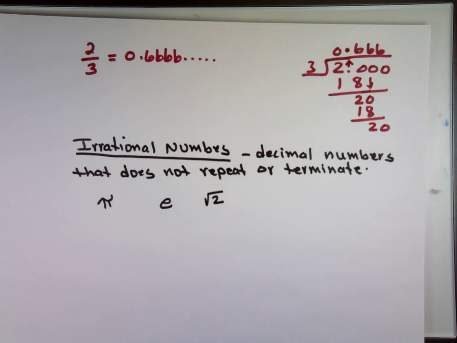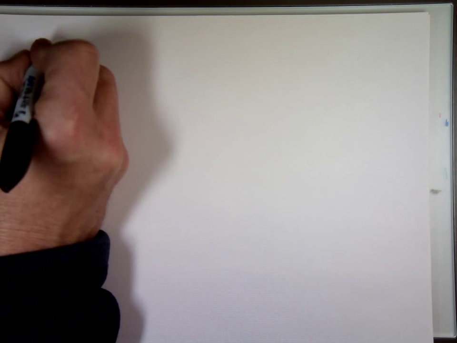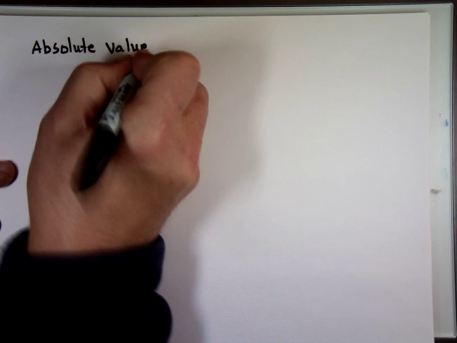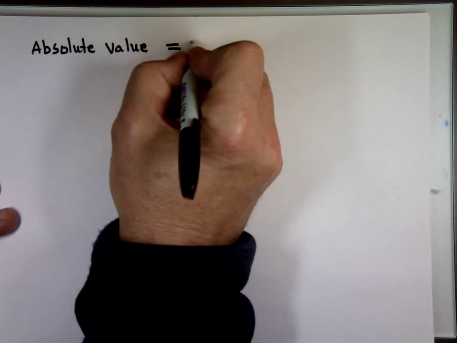So that's what they want us to know, these numbers here, irrational numbers, rational numbers, and so forth. Now another topic in this section, let's talk about absolute value. So the definition of absolute value, the way it's written usually, the absolute value of x, we write that like this.